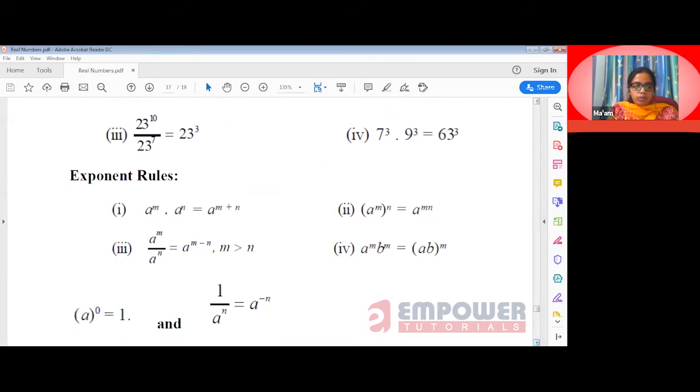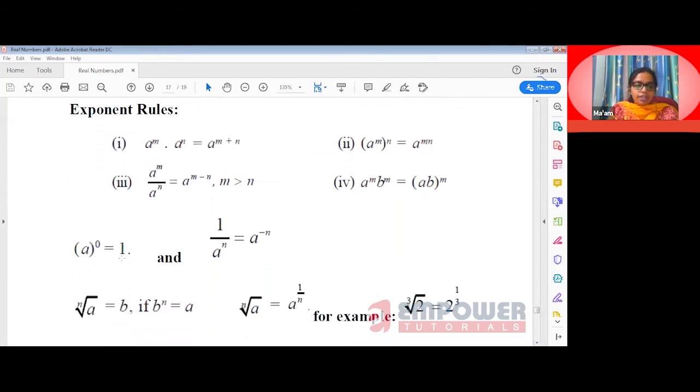These are some rules of exponents. Now everybody knows a raised to 0, or anything raised to 0: any number raised to 0 is equal to 1. Also, 1 upon a raised to n is equal to a raised to minus n, or a raised to minus n is equal to 1 upon a raised to n. And 1 upon a raised to minus n is equal to a raised to n. Got it?